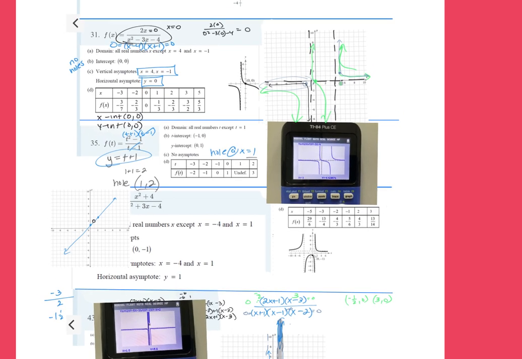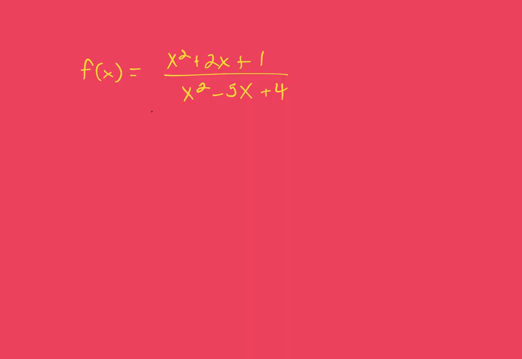We'll pick one of those. One says f(x) equals x squared plus 2x plus 1, and then the denominator x squared minus 5x plus 4. So the first thing I'm going to do is factor both the top and the bottom. This would be (x plus 1)(x plus 1), and this is (x minus 4)(x minus 1).